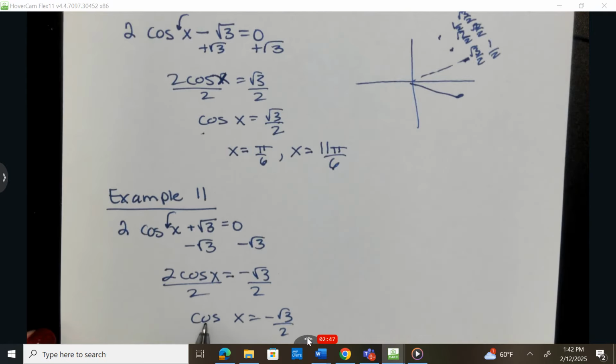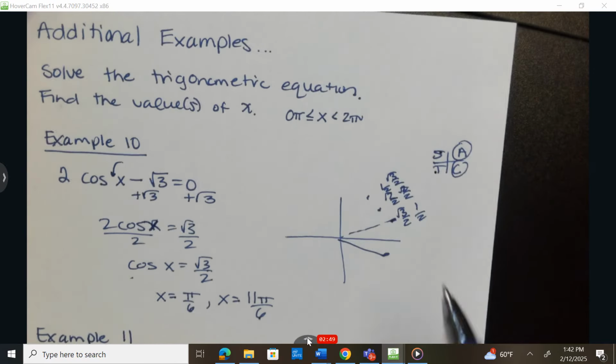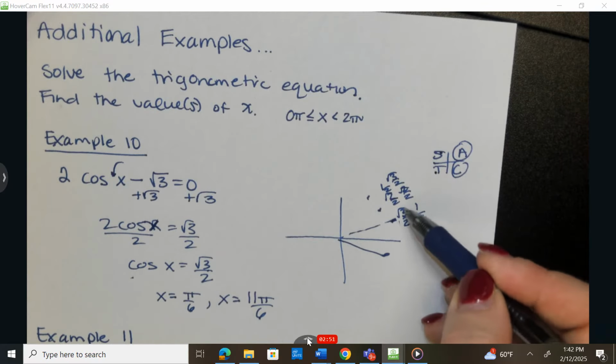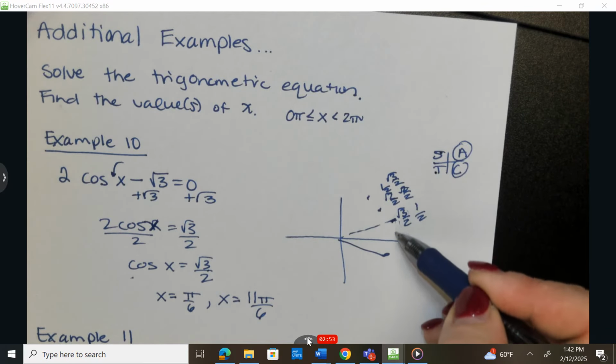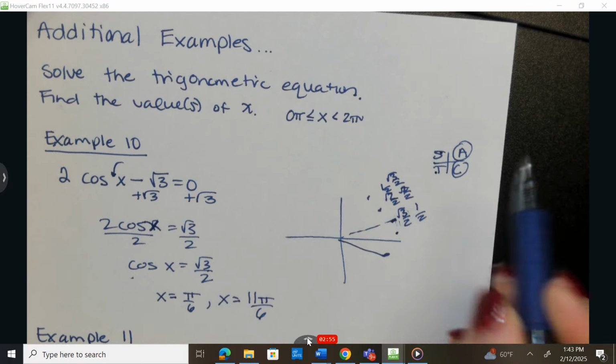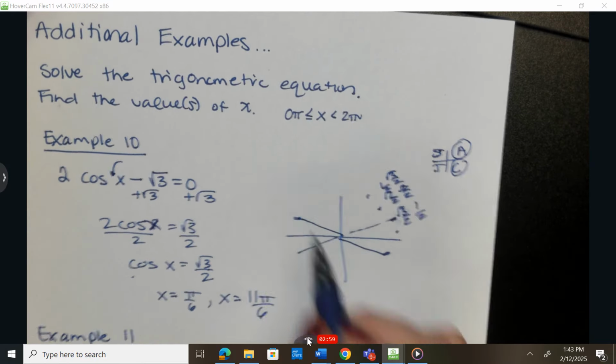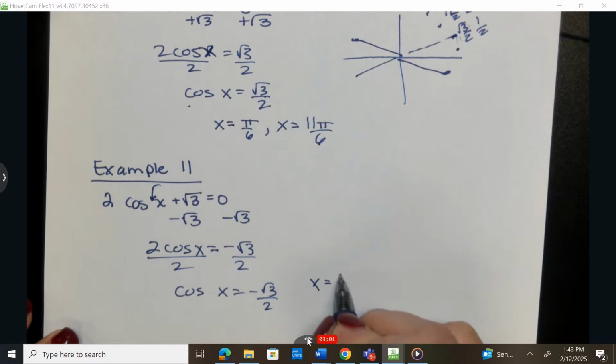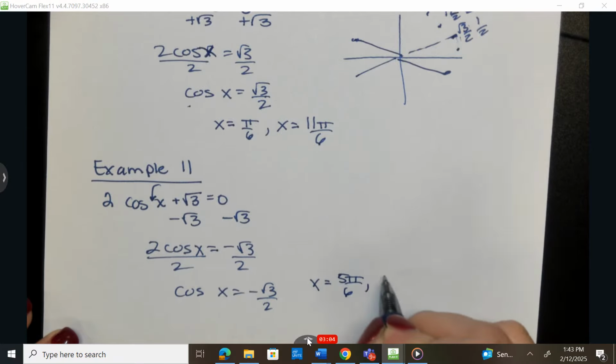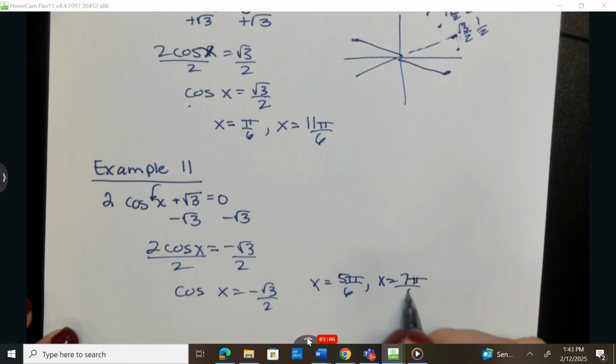I'm still looking at a reference angle of radical 3 over 2. So radical 3 over 2 for a cosine has a reference angle of 30 degrees, or pi over 6. In quadrant 2 and in quadrant 3, that reference angle would put us at x equals 5 pi over 6 and x equals 7 pi over 6.